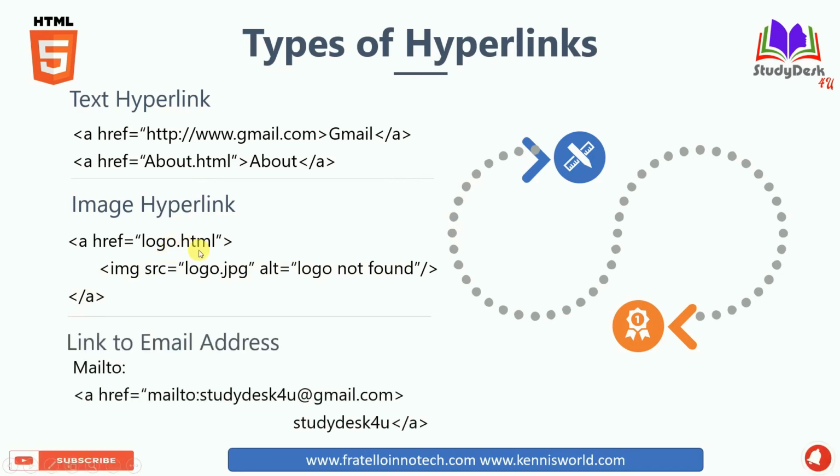And the next one is link to email address. To create a link that opens a user's email program, we can use mailto. This we have to mention in the href attribute. So anchor tag, href equal to mailto colon, and we need to give the mail ID. For example, studydesk4you@gmail.com. After closing the angular bracket, I used the text studydesk4you. So it displays this link. If you click on that, it opens that mail address. So this is about link to email address. We have three types of hyperlinks we can use. Now let's see the execution part.